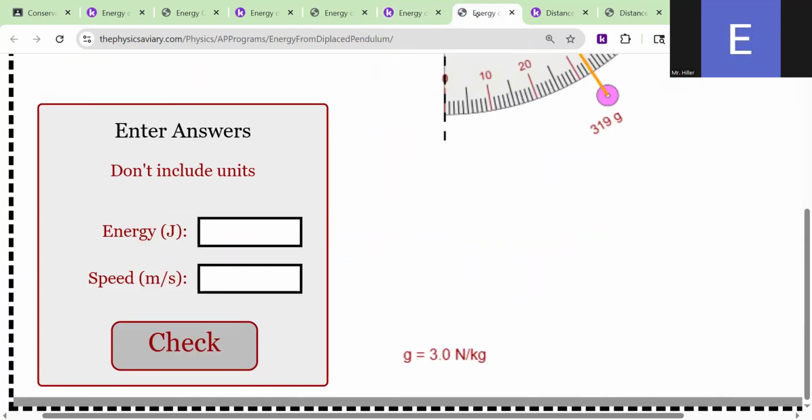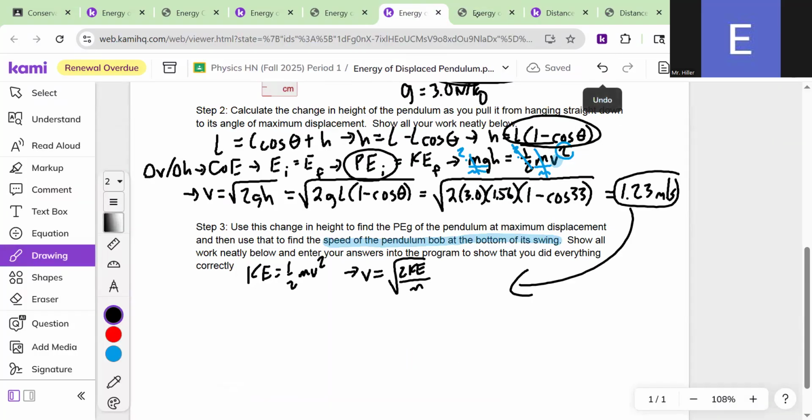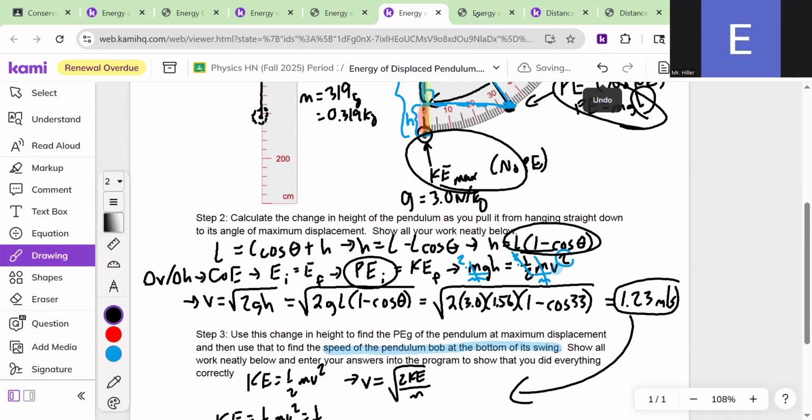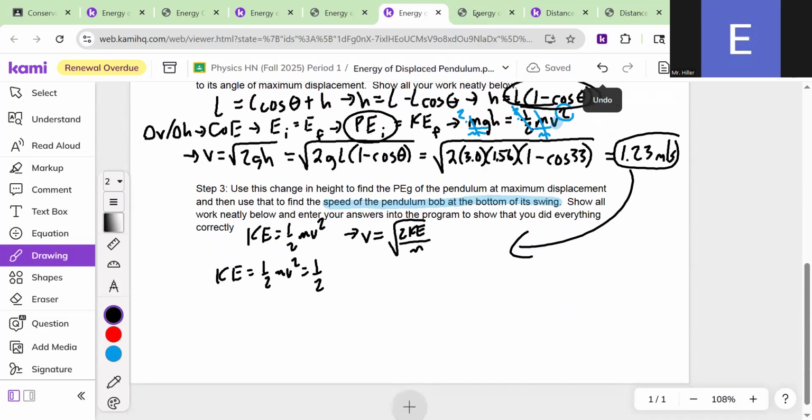All right, let's see how we did. Energy-wise, well, I got to calculate the energy. It's asking me to, so I'm just going to calculate the kinetic energy at the bottom since I've got the speed calculated. So 1/2 mv squared is going to be 1/2 times... gosh, I forgot my mass. 0.319. So 0.319 times my velocity, 1.23 squared.